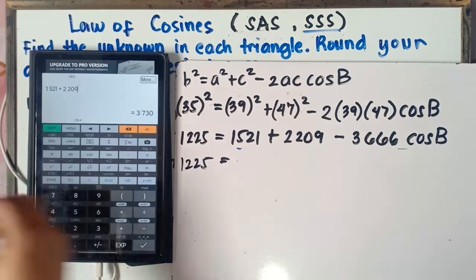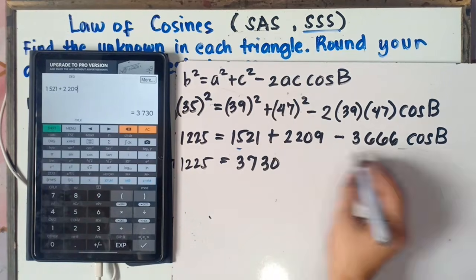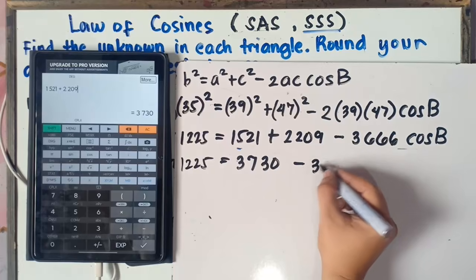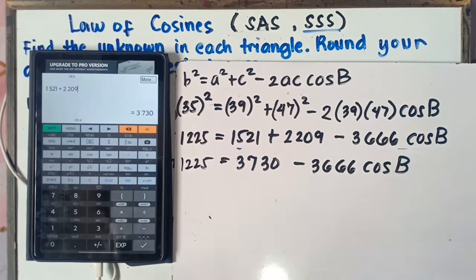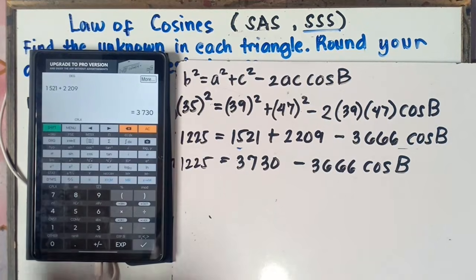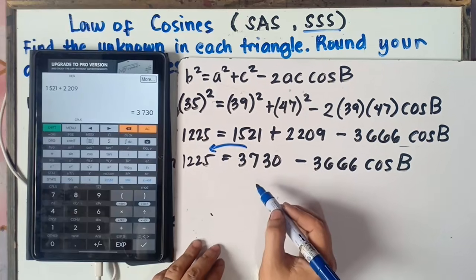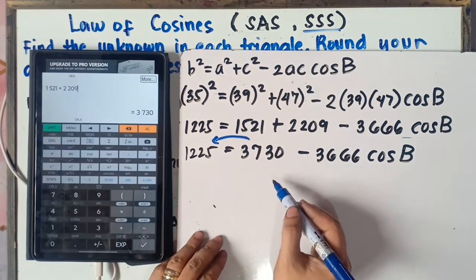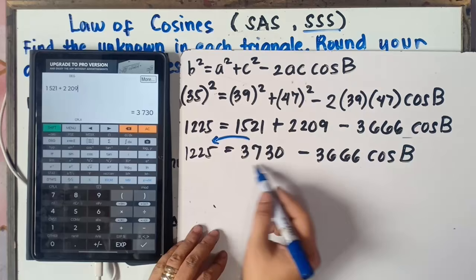So this will be 3730, and then simply copy, class. Minus 3666 cosine and then angle B. Alright, and then next step, simply transpose this one from right to left so that we can combine all numbers, or you can subtract both sides by 3730 so that you can cancel this out.